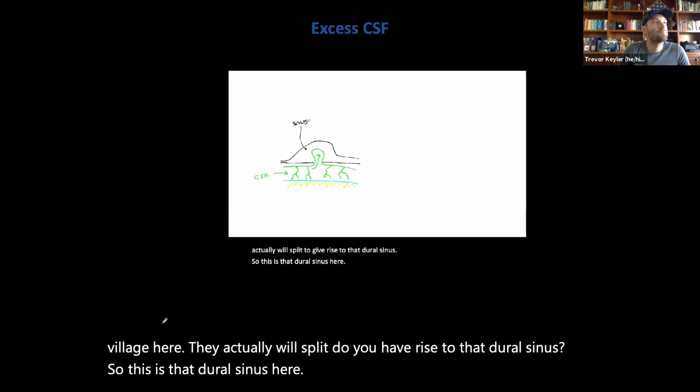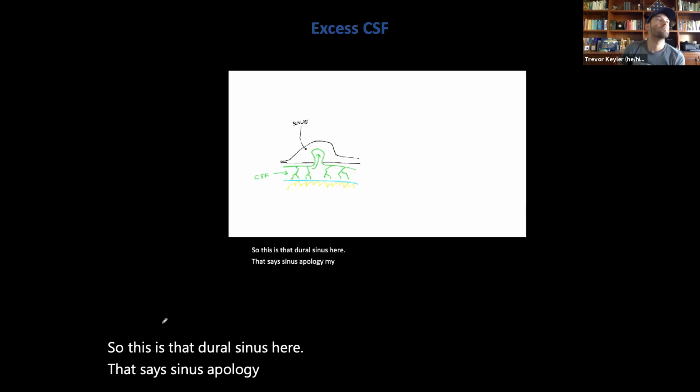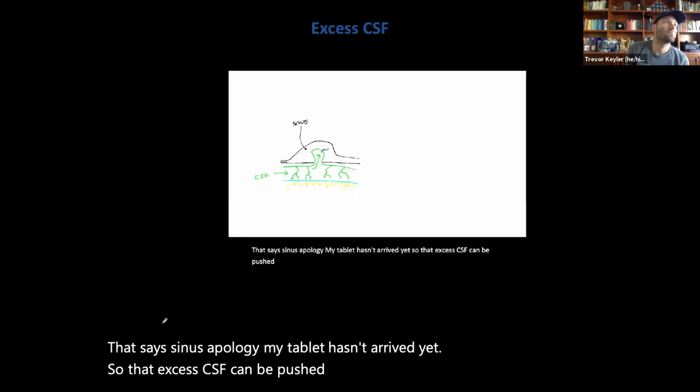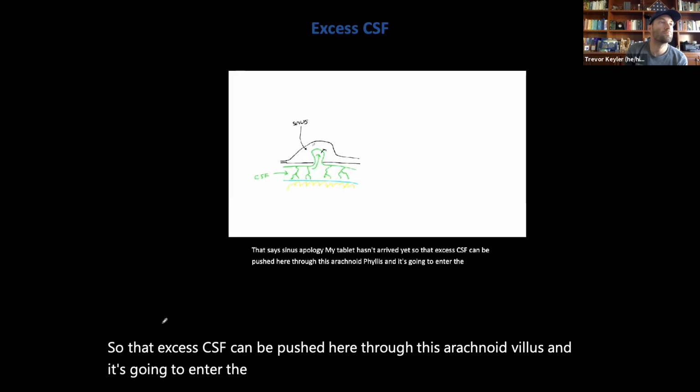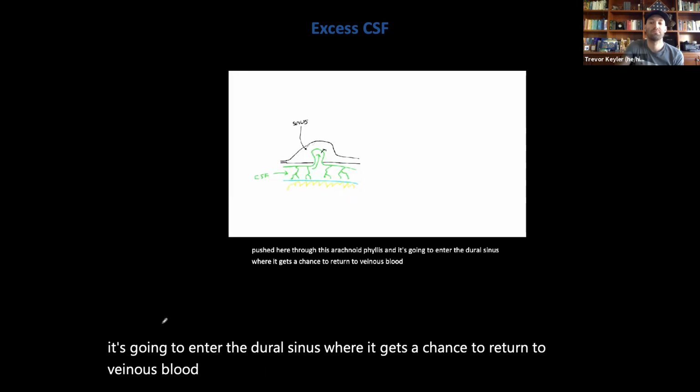That says sinus. Apologies, my tablet hasn't arrived yet. So that excess CSF is going to be pushed through this arachnoid villus, and it's going to enter the dural sinus, where it gets a chance to return to the venous blood supply. And that's it.